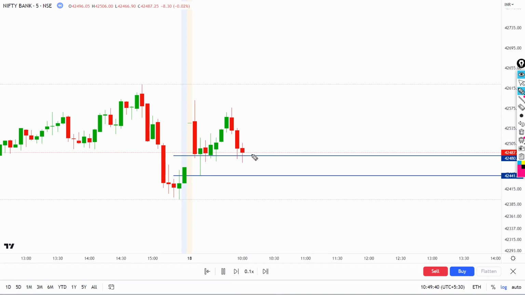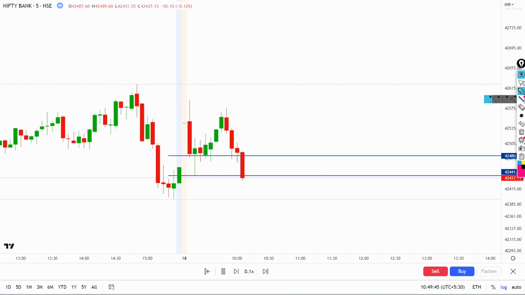Here you can see now price is trying to break this level. You have two options, closing entry or direct entry. Now candle has been closed. If you are a direct entry based trader, you can directly enter here, or if you are a closing entry based trader, you can directly enter at the closing and you can keep the stop loss here.